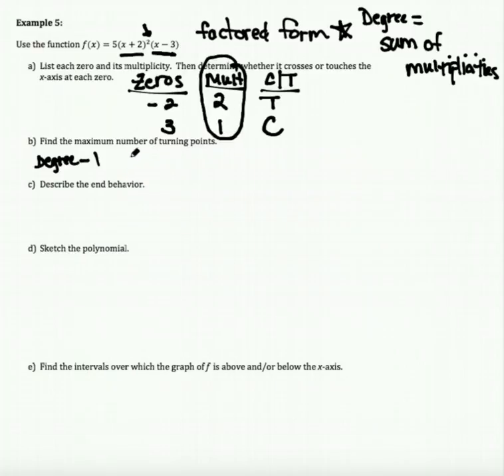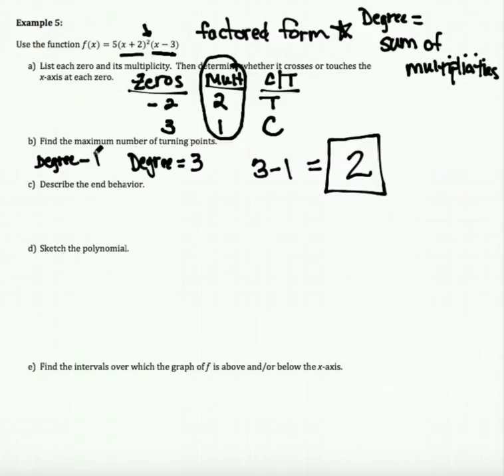That means my degree is 3. So the maximum number of turning points is 3 minus 1, which is 2. So this graph can have a maximum of 2 turns. All right? Part C wants us to describe the end behavior, so we have to do the leading term test.